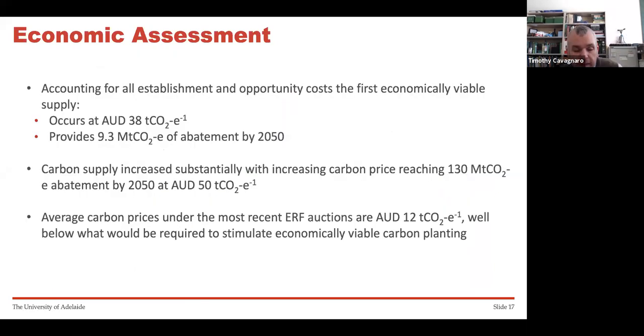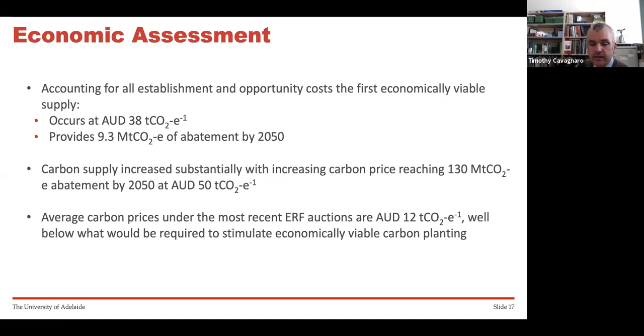So when you look at all of that, it boils down to a pretty simple story. Accounting for all establishment and opportunity costs, the first economically viable supply occurs at $38 per tonne of CO2 equivalent sequestered. And at that price point across South Australia, we would see an abatement of 9.3 megatons of CO2 equivalent by 2050. If you increase the carbon price to $50 a tonne, there's a substantial increase in the uptake, and you'd see 130 megatons of CO2 equivalent abatement. So simply by increasing the price by $12, we would go from 9 to 130 megatons of CO2 equivalent sequestered.